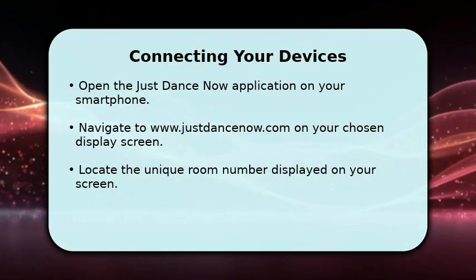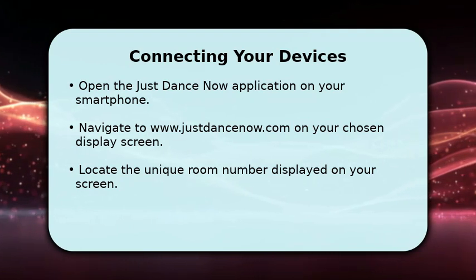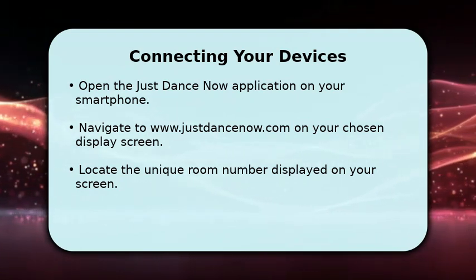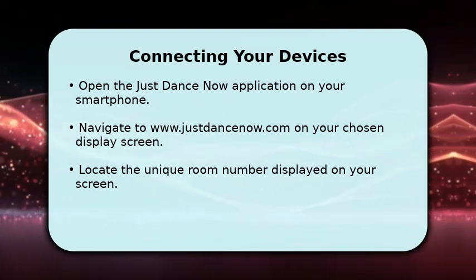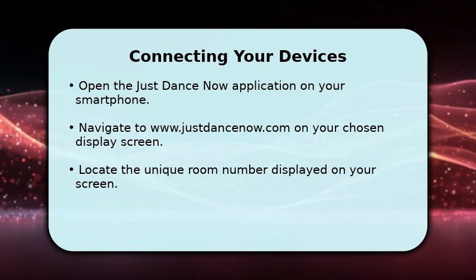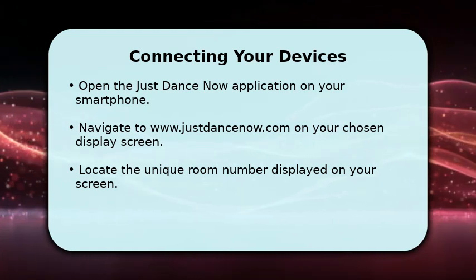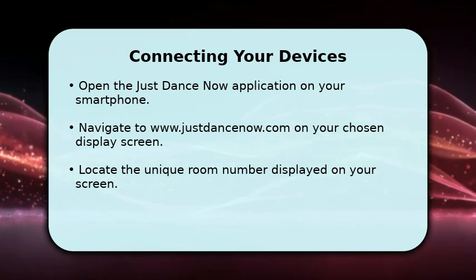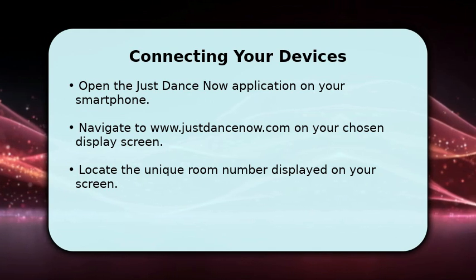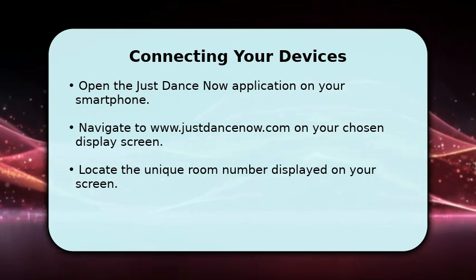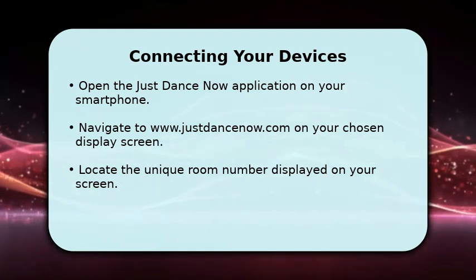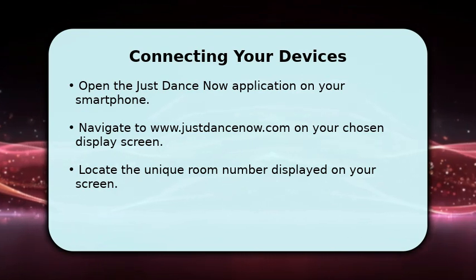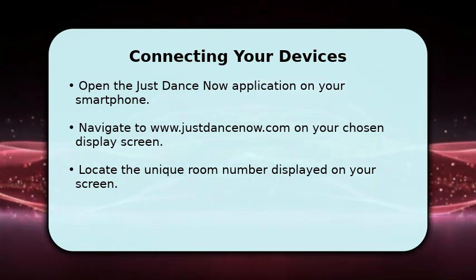To connect your devices, open the Just Dance Now app on your phone. Simultaneously, navigate to the official Just Dance Now website, which is www.justdancenow.com on your display screen. A unique room number will appear on your display. Simply enter this 5-digit room number into the corresponding field within your phone application. Once entered, your phone will instantly become your controller, ready for action.